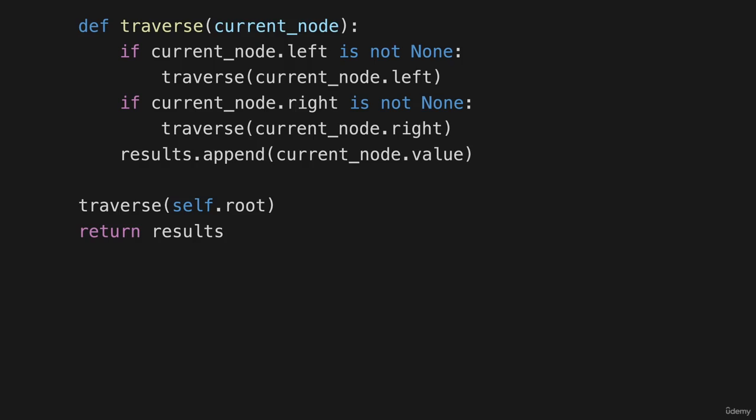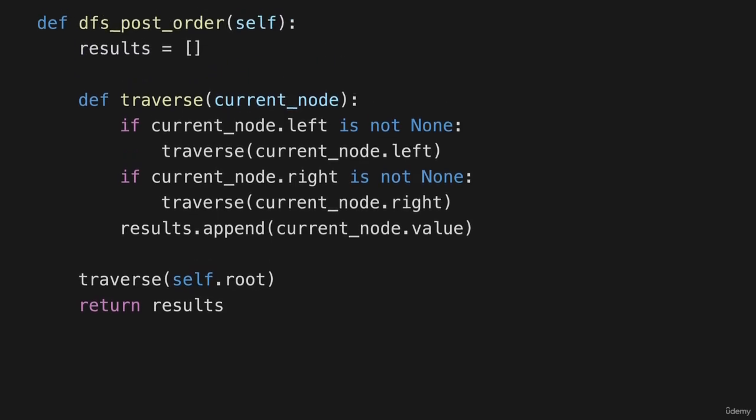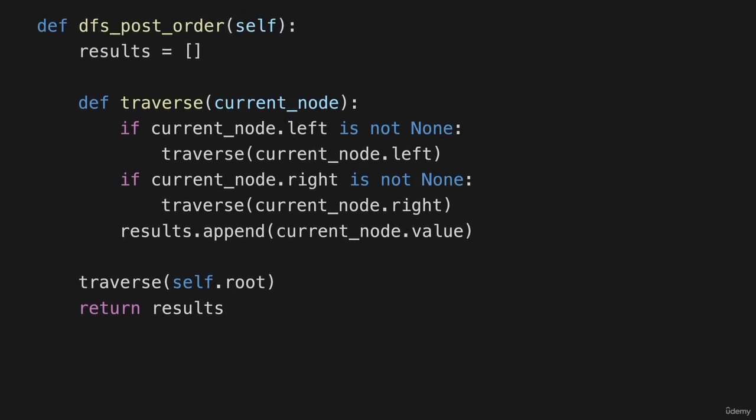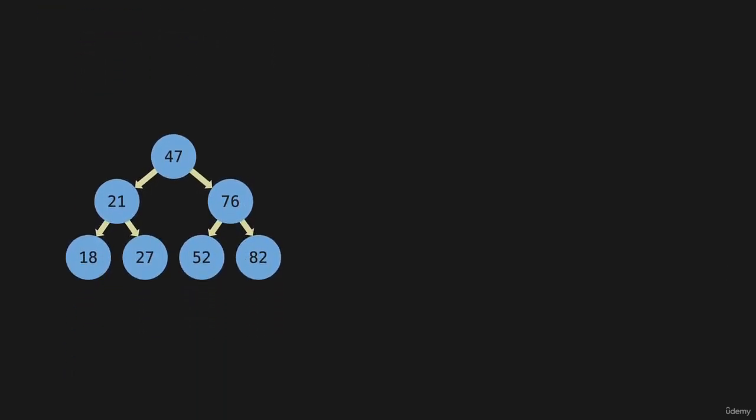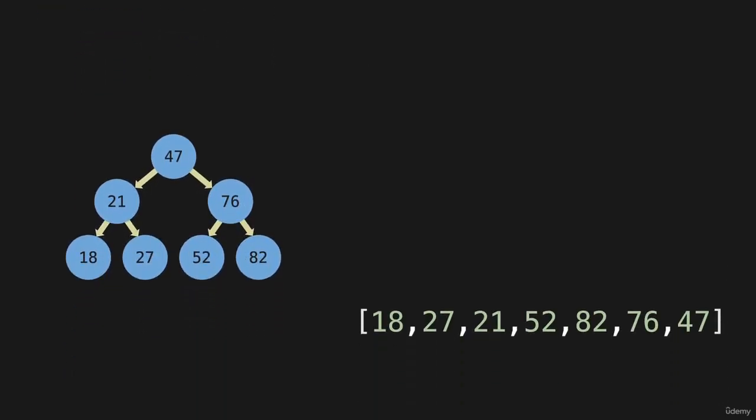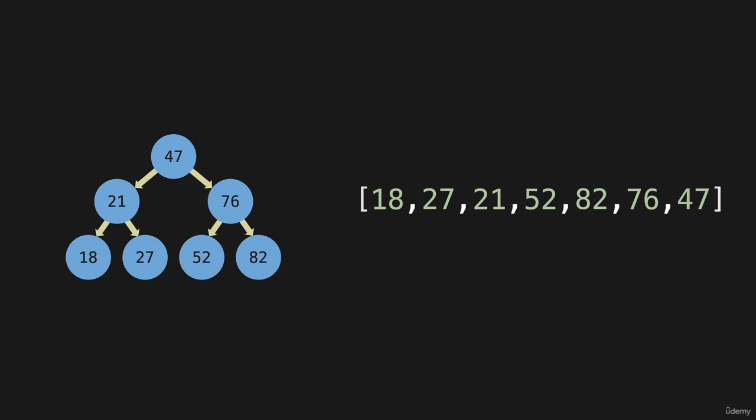So now let's take this code and add it in with the rest of our code like this. And that is our entire method for depth first search post order. So we'll look at this in a moment in VS Code. And when we do, we'll create this tree, and then we'll expect to get this list returned.